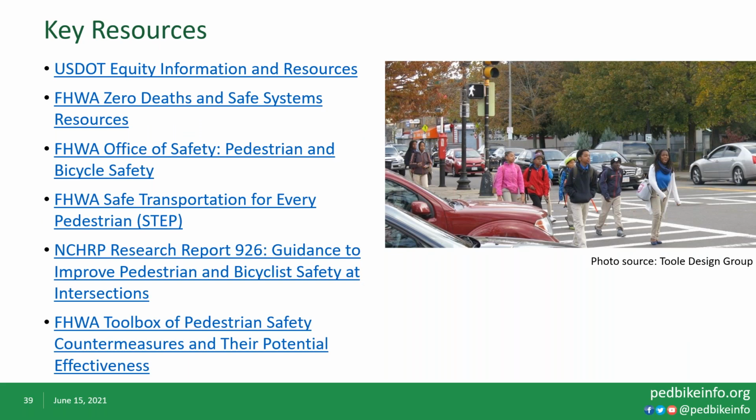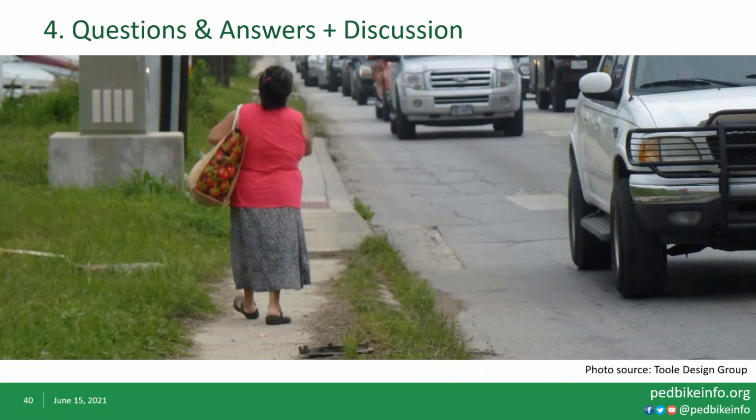There's good information as well from USDOT on equity, and FHWA on the zero deaths goal and safe systems approach, and a variety of other key resources. One that I didn't highlight yet that's very good as well is the NCHRP Research Report 926. That's guidance to improve pedestrian and bicycle safety at intersections. And with that, I'll pass it back to Dan and open up the Q&A.